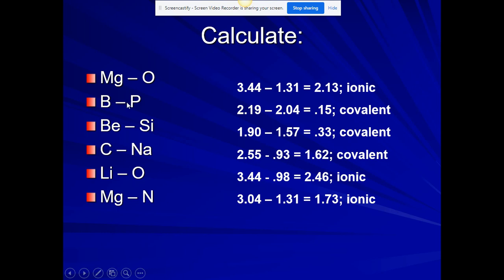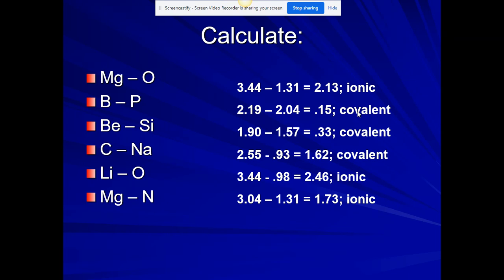If I were to take a look at boron versus phosphorus, now in the past, and this has always worked for us, they're nonmetals stuck together. So we would say it's covalent, but now let's prove it. The electronegativity values from that chart were 2.19 minus 2.04, a difference of 1.15, so then it would be covalent. So that's what I want you to do: prove if it's ionic or covalent.